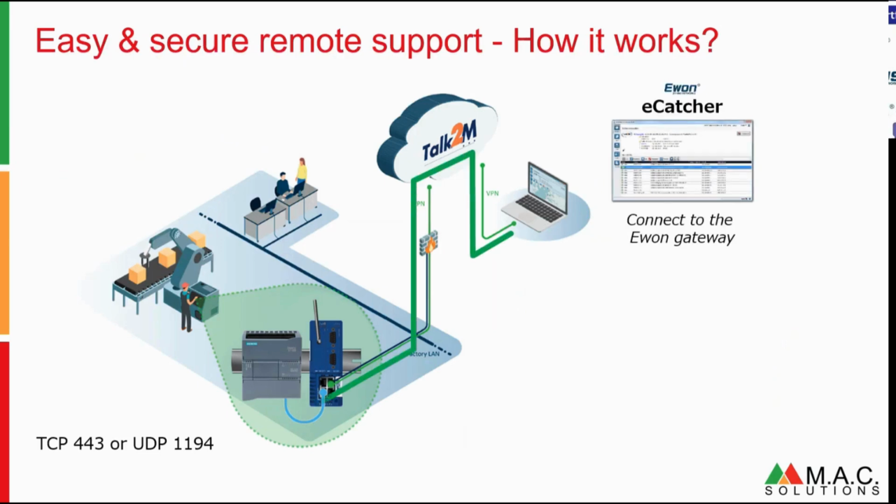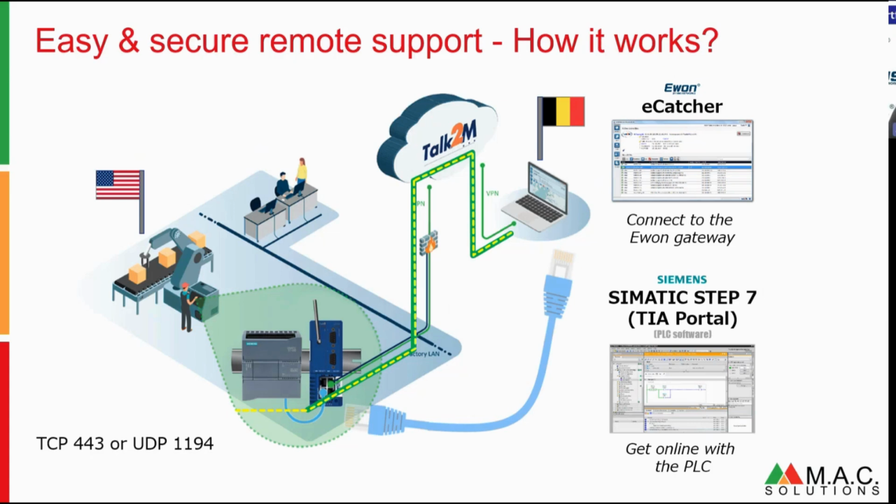Now, this is an important slide. How does the Ewon solution work? Let's take a practical example. Imagine you have a factory in the USA and your engineers are based in Belgium. Now, the Ewon gateway is installed at the factory, connected to the machines you want to monitor or troubleshoot. Using Ewon's remote access solutions, your engineers in Belgium can securely connect to the factory's devices without having to travel on site. It's like having an Ethernet cable from your laptop to your machine.